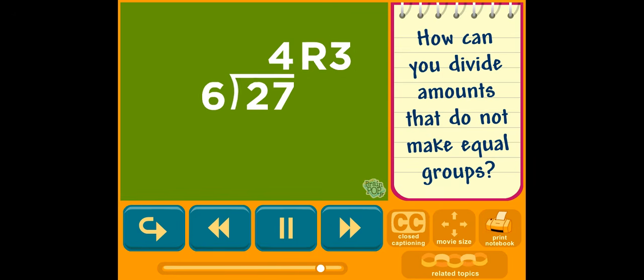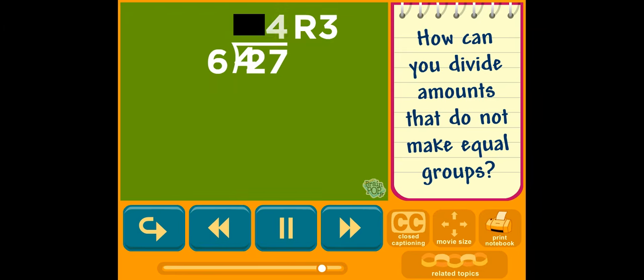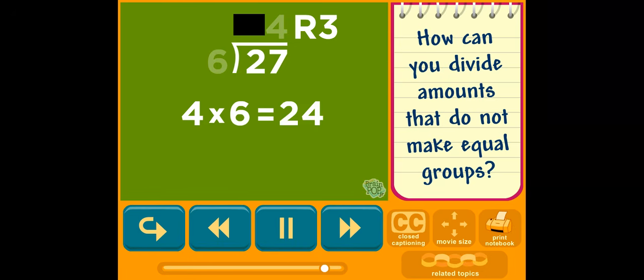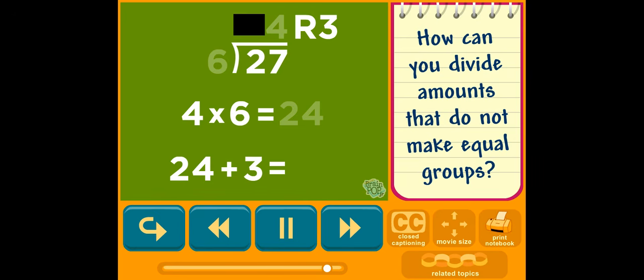Be sure to check your work. Multiply 4 times 6, which is equal to 24. Then add the remainder. 24 plus 3 is equal to 27.